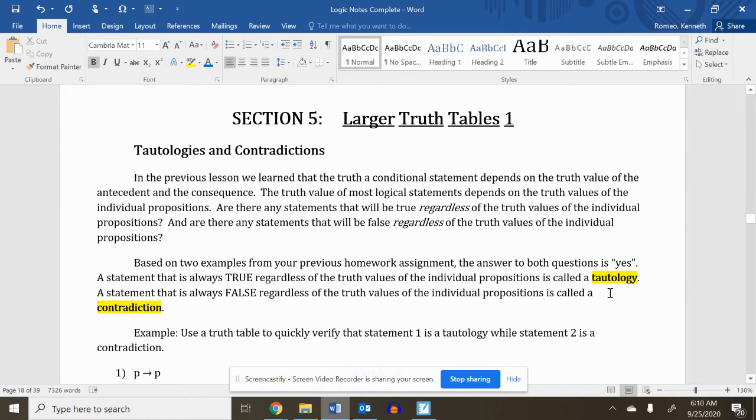Okay. Now, tonight for homework, in the two examples that we're going to do a truth table, and at the end, we're going to identify, is this statement a tautology, a contradiction, or neither? And numbers 1 and 2 from your homework last night were neither a tautology nor a contradiction. Sometimes they're true, sometimes they're not. It depends on the individual truth values of the propositions.